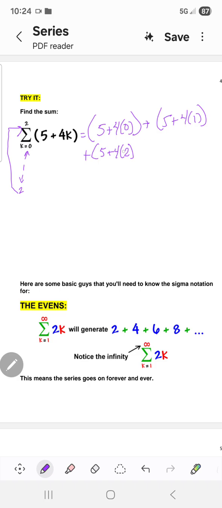So what do I have here? I've got 5 plus 0, so that's 5, plus. I've got 5 plus 4 times 1, which is 4, so I've got a 9, plus. I've got 5 plus 4 times 2, which is 8, so I've got 5 plus 8, that's 13. So add them all up and we get 27. Not too bad.